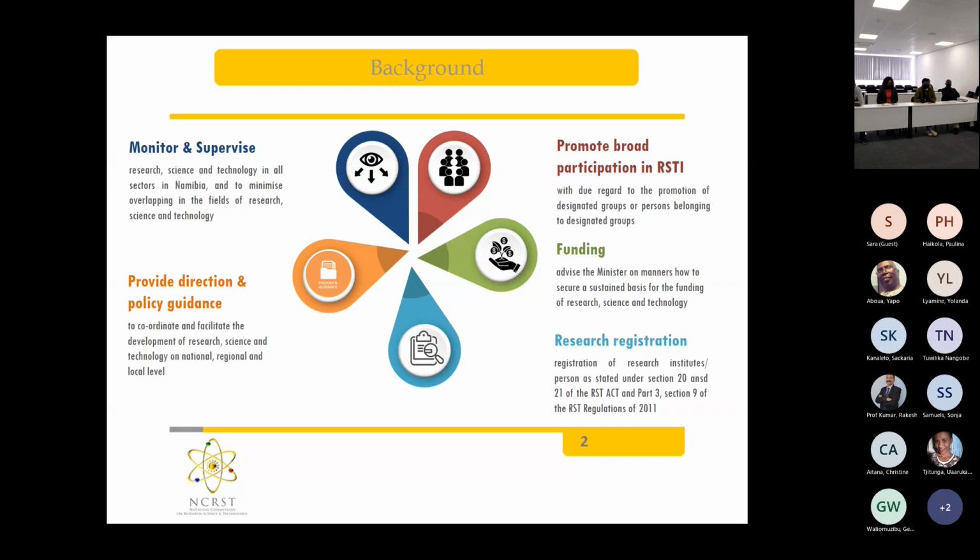All right, so just a bit of background on the NCRST. The NCRST is an institution that was created by an Act of Parliament, the Act of 2004, to monitor, to coordinate, and to supervise research. It's the institution in charge of research for the country Namibia. Part of the mandate for which the NCRST is established is research registration, which falls under the monitoring and supervision of research in the country.